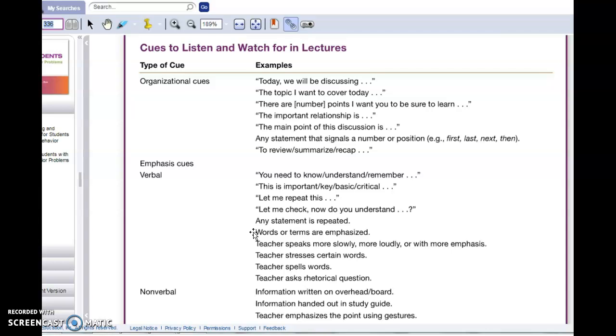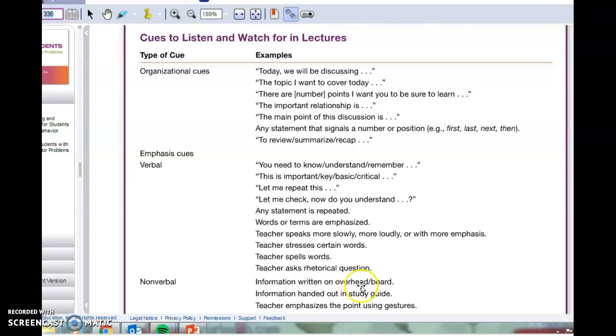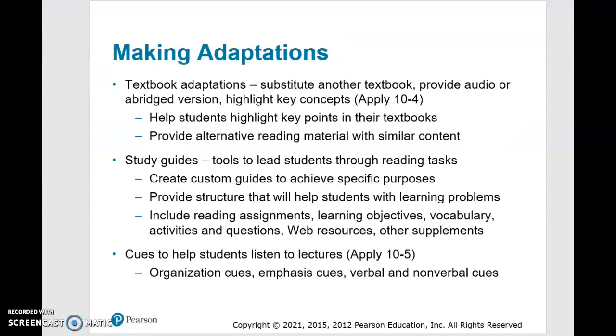So all of these things that you can do, you could write stuff out on the overhead, the board, whatever you had, information in a study guide or guided notes like we just talked about. And you can also emphasize some points using gestures, of course. Okay, so just keep that in mind. I don't want to stop yet because I have a few more minutes. All right, so that's some ways to make adaptations.